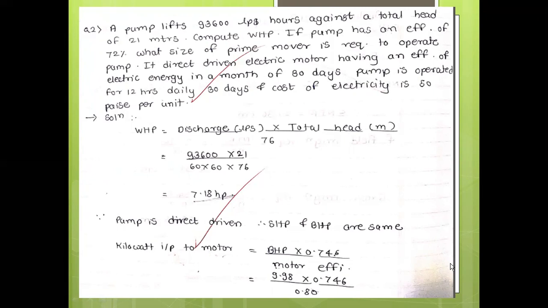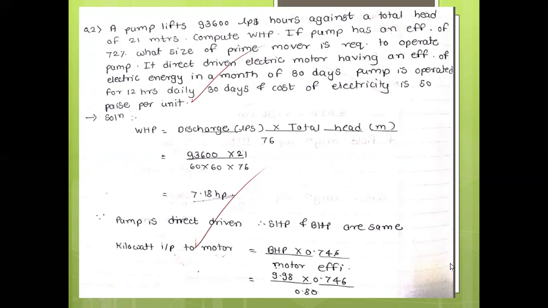Then the solution. WHP is equal to discharge into total head upon 76. By putting values, we will get WHP equal to 7.18 HP. The pump is directly driven, therefore shaft horsepower and brake horsepower are the same. Therefore, kilowatt input to motor is equal to BHP into 0.746 upon motor efficiency. The motor efficiency is given as 80%.